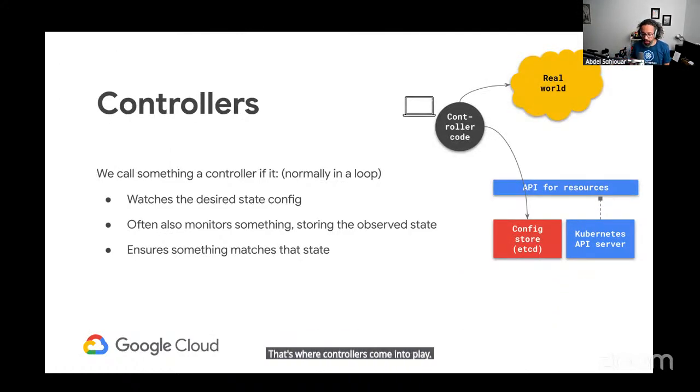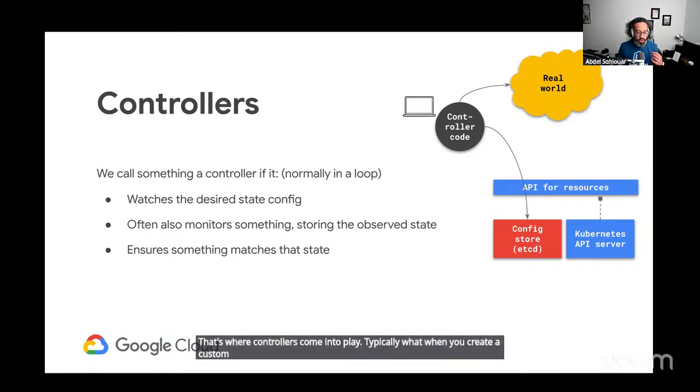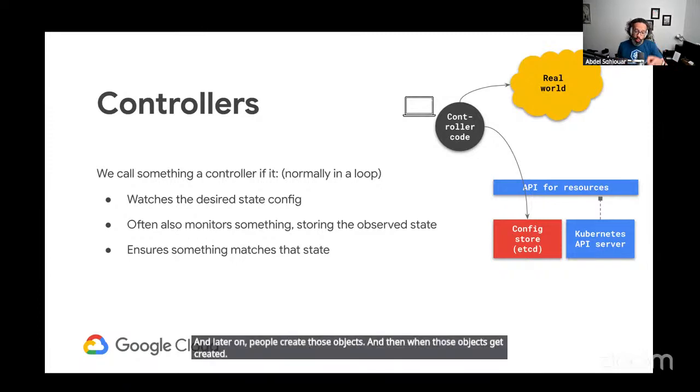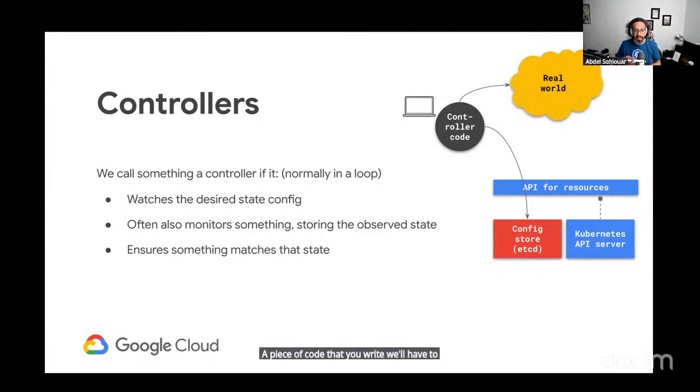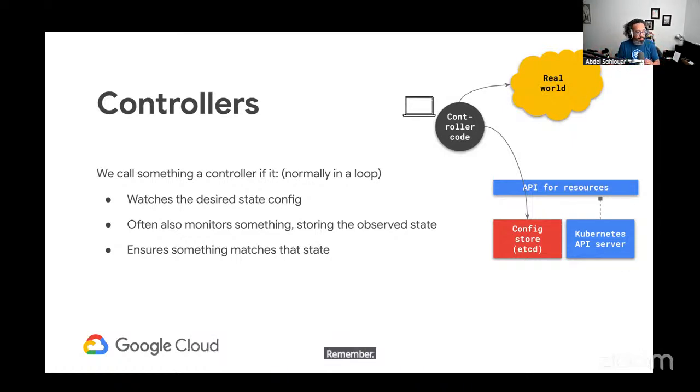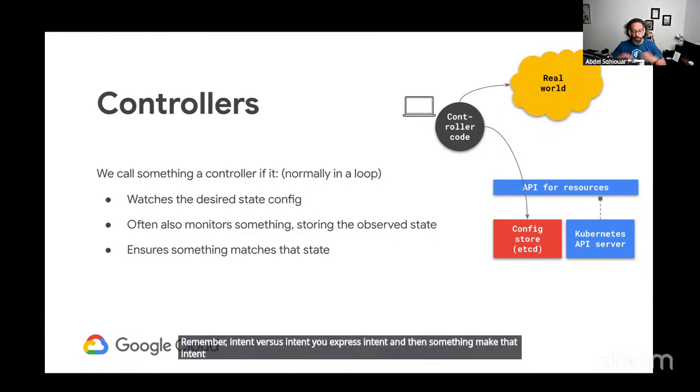Typically, when you create a custom resource definition, what you're trying to do is make it simpler for somebody else or for yourself to create things. So you create a custom resource definition that describes an object, and later on, people create those objects, and when those objects get created, a piece of code that you write will have to go and make that object happen. Remember, intent versus reality: you express intent and then something makes that intent happen. You send Kubernetes a wish, and your wish becomes a reality. That's where controllers come into play.